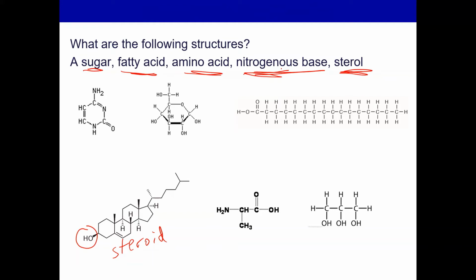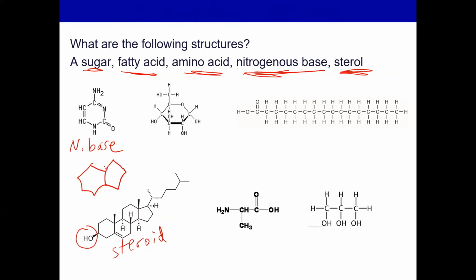So nitrogenous base, that's another potentially easy one. I'm looking for things with nitrogen in them, and actually in this group of molecules, there's only one that has nitrogen, so that makes it super easy. So here we go, we've got our nitrogenous base. And remember the nitrogenous bases, they're either going to be a 1-ring system or they're going to be a 2-ring system, kind of looking like this.